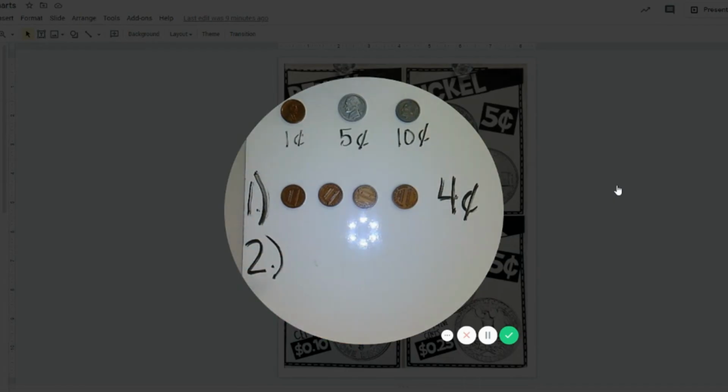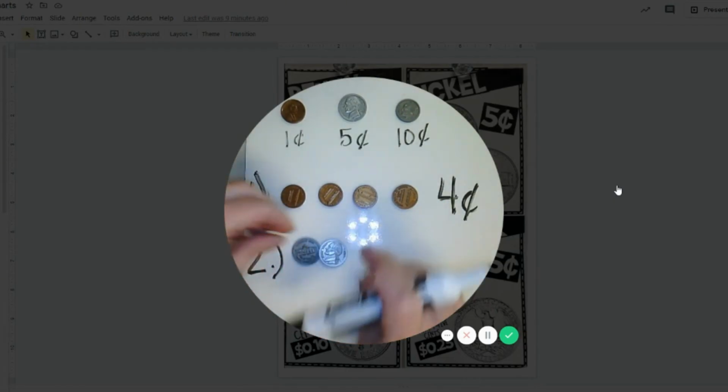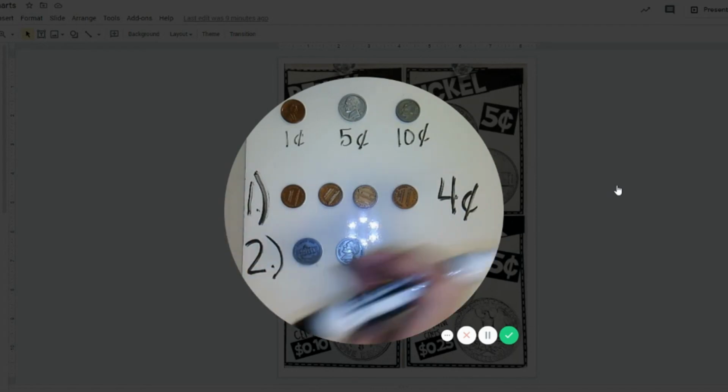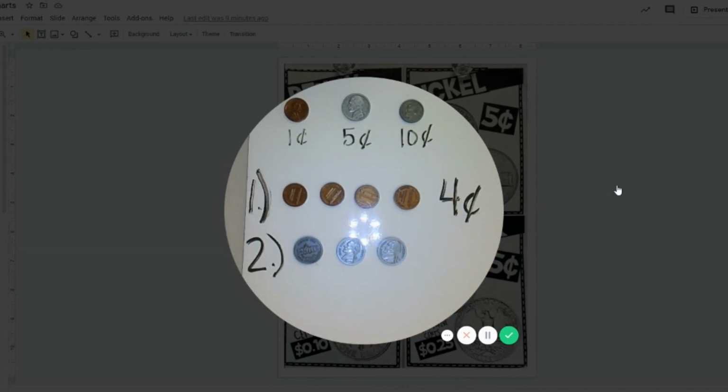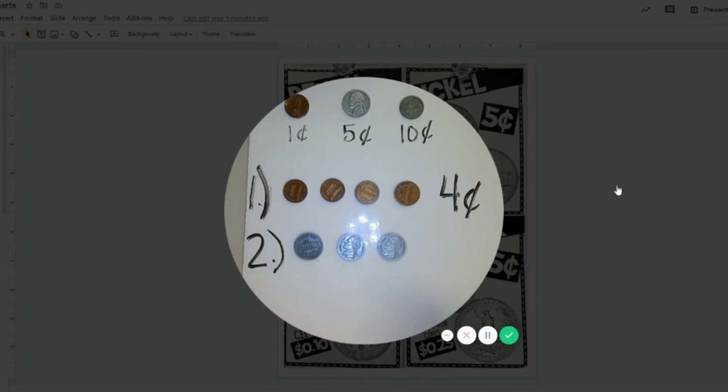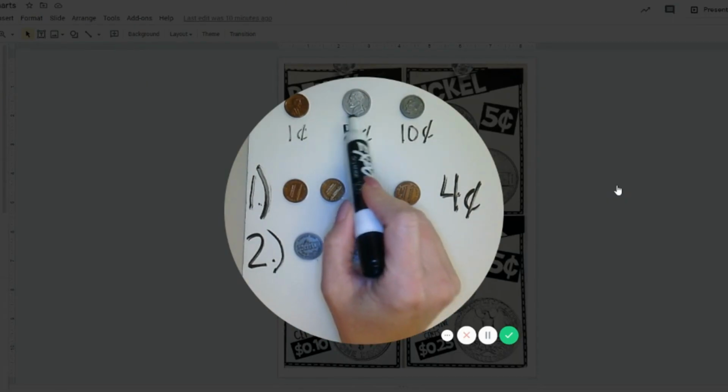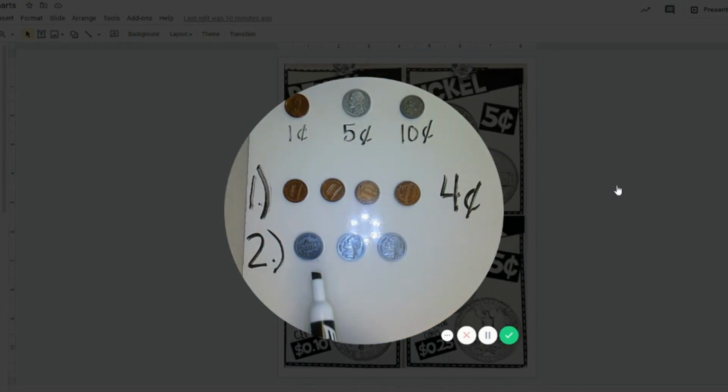Let's move on to another example though. Now I have a group of coins, and it looks like I have 3 nickels. Would I skip count by ones again to find my answer? Would I say 1, 2, 3, and I have 3 cents? Hopefully you said no. Hopefully you said this time we would skip count by 5s, because a nickel is worth 5. So we're going to skip count by 5s to find out how much money we have. 5, 10, 15. So this group of coins is worth 15 cents.